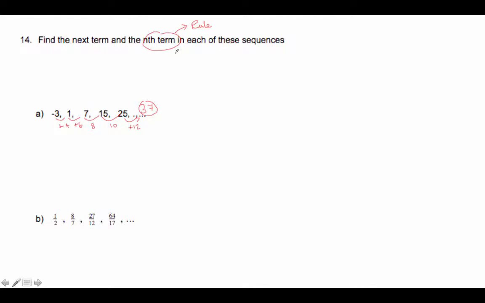Then it says find the nth term, which again is the rule. I can tell that this isn't linear because the first difference isn't increasing by the same amount each time. So we go on and look at the second difference, and the second difference here is 2. If the second difference is the same, this tells me it's a quadratic sequence, or in other words, the rule is going to be an squared plus bn plus c.